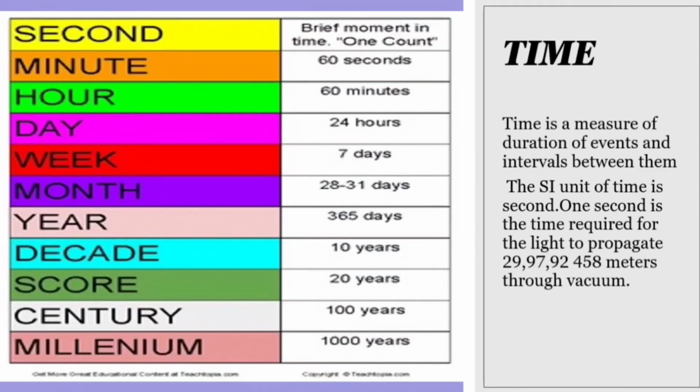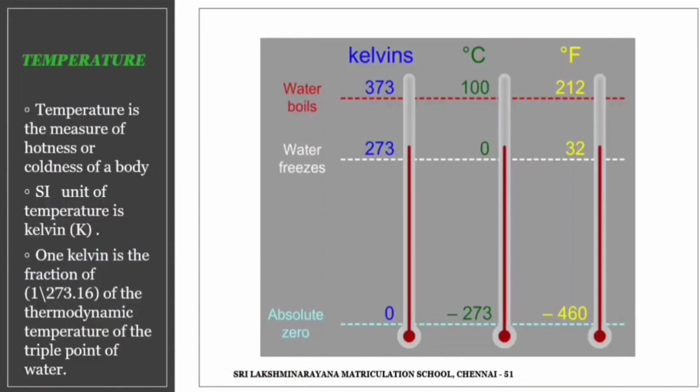Next topic is time. Time is a measure of duration of events and intervals between them. The SI unit of time is second. Second is the brief moment in time, that is one count. 1 minute contains 60 seconds.